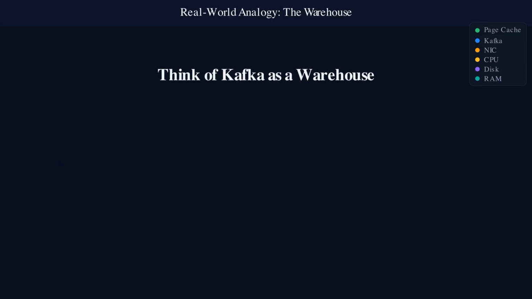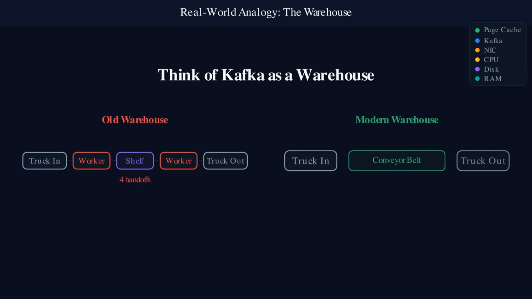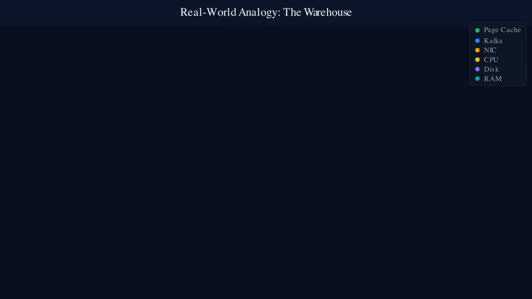Think of Kafka like a modern warehouse. In an old warehouse, workers carry every box from the truck to the shelf, then from the shelf to another truck. That's 4 handoffs. But in an optimized warehouse, automated conveyor belts move boxes directly from incoming trucks to outgoing trucks, bypassing the workers entirely. Zero copy and DMA are like those conveyor belts. And Sequential I/O is like organizing all packages going to the same destination together, so loading is fast and efficient.